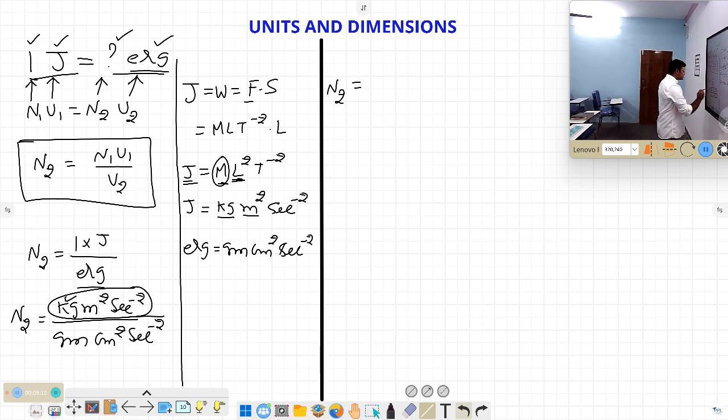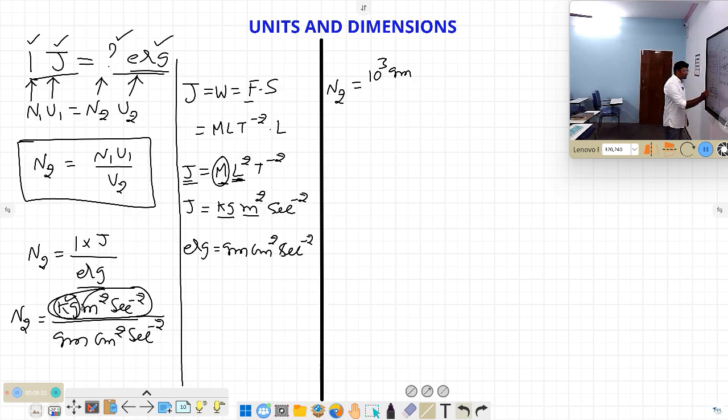What we have? This is kg. Kg we have to convert into CGS. Before doing this, you have to know that 1 kg is equal to how many grams? That is 1000 grams. 1000 I convert as 10 cube grams. This kg I have written as 1000 grams.